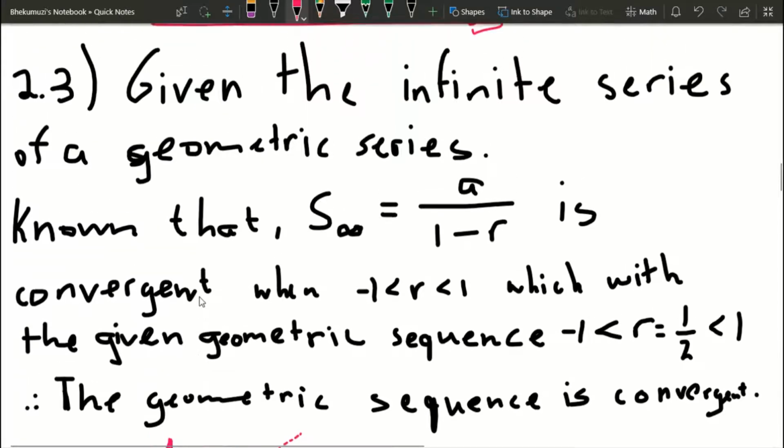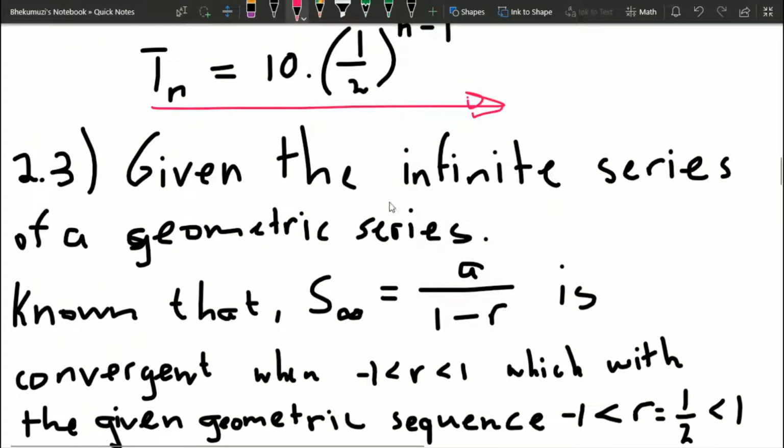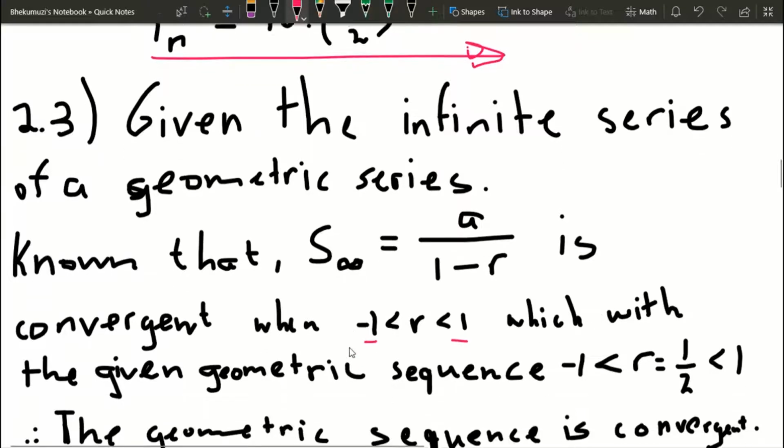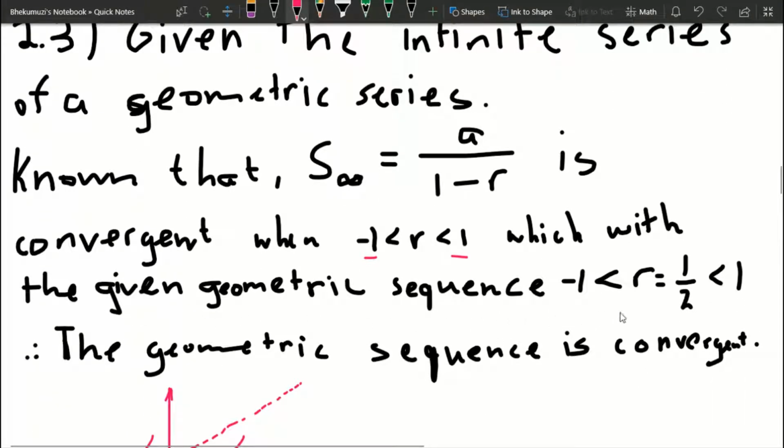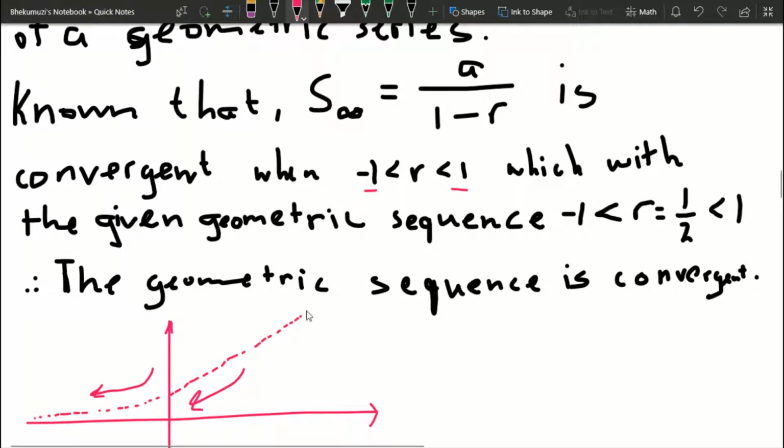And you can see here I said the given infinite series of a geometric series is known that the sum to infinity is a all over 1 minus r, and is convergent when r is between 1 and -1. So with that, it is given that the geometric series where r is equal to 1/2, that is between -1 and 1, therefore the geometric series is convergent. And that is the reason that you're supposed to state, right?